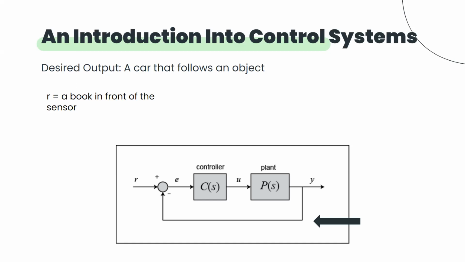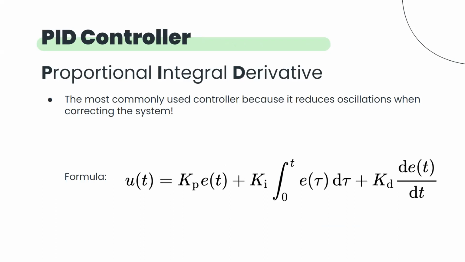So that's a high-level understanding of what control systems are and what a controller does. Now we are going to look at one of the most common controllers, which is the PID controller. It stands for proportional integral derivative. How many of you have taken EC?